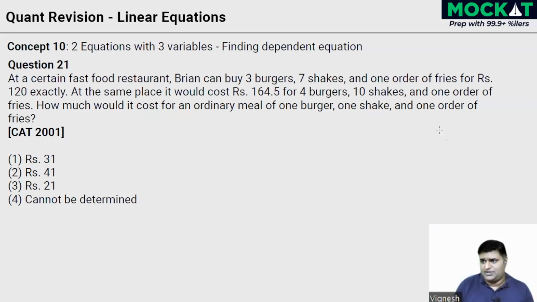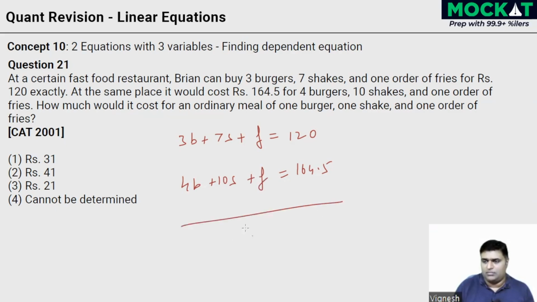3 burgers, 7 shakes, and 1 order of fries. 3b plus 7s plus 1f equals 120 exactly. And at the same time, it would cost 164.5 for 4 burgers plus 10s plus 1f again. I need to find the cost of an ordinary meal of 1 burger, 1 shake, and 1 fries. So b plus s plus f.